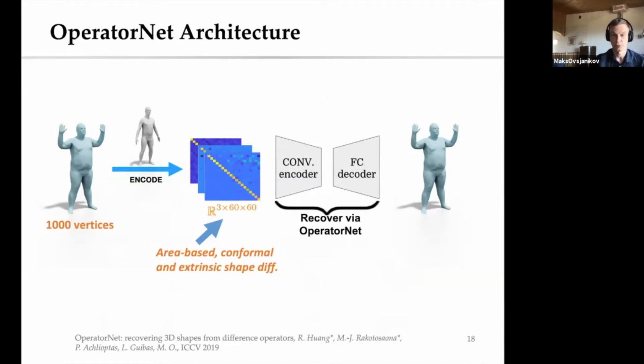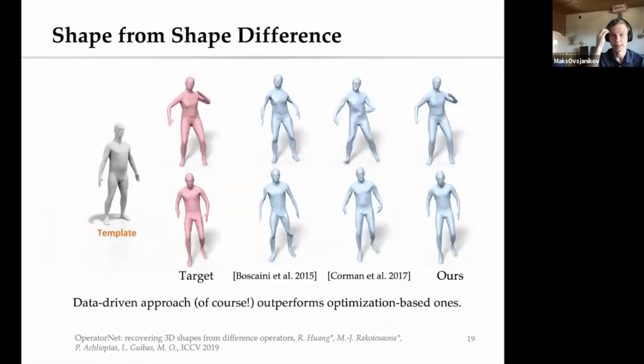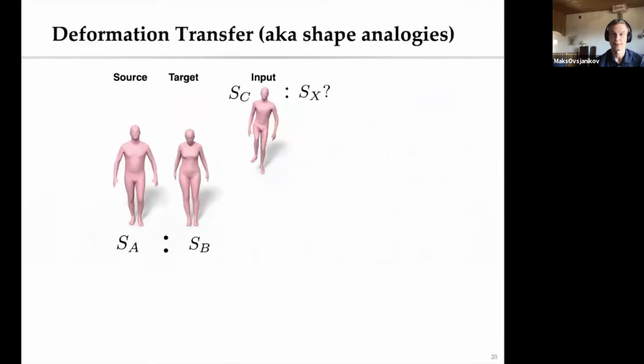And so, we did this, and then we compared what you get in terms of the accuracy, in terms of the quality of the reconstruction, using this data-driven approach, compared to previous methods that tried to reconstruct shapes from shape differences. And of course, because this is a data-driven approach and it's learned, it significantly outperforms pure optimization-based methods. But even maybe more interestingly, these shape differences have some nice structure. So they can allow you to solve certain problems like deformation transfer or shape analogies.